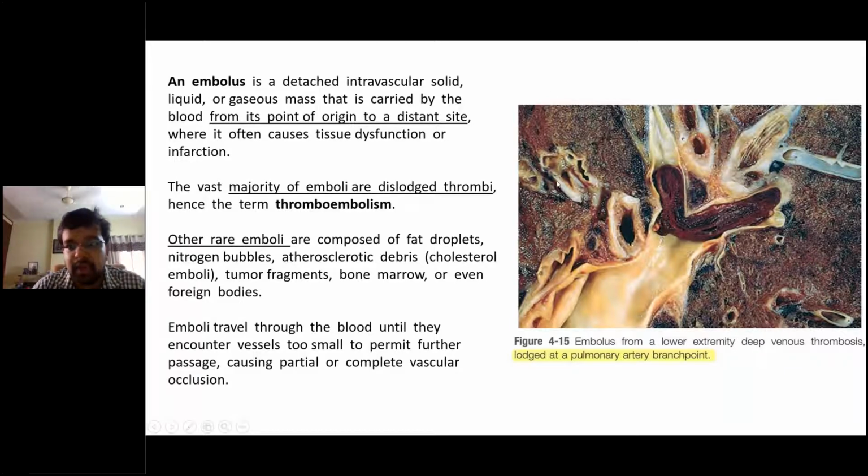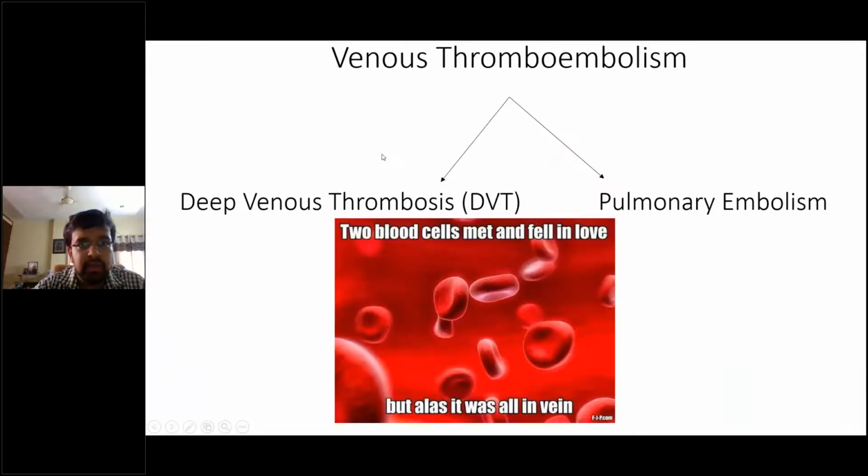Now this diagram, again from Robbins, basically shows an embolus which arises from a deep venous thrombosis. So a DVT occurring in the lower limbs embolizes, goes up to the pulmonary artery and gets lodged at the pulmonary artery branch point. This is a saddle-shaped embolus; this is the pulmonary artery and this is the bifurcation. Okay. So coming back to our topic, which is venous thromboembolism. We know what is thromboembolism, that is emboli arising from a thrombus, and this occurs in the veins. So this is what we are talking about: venous thromboembolism, divided into DVT, deep venous thrombosis, and pulmonary embolism.